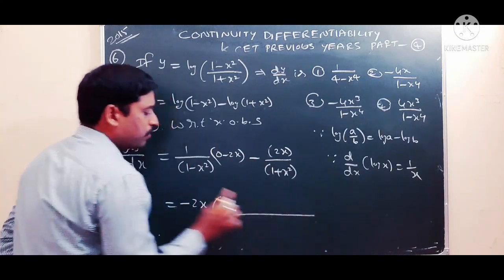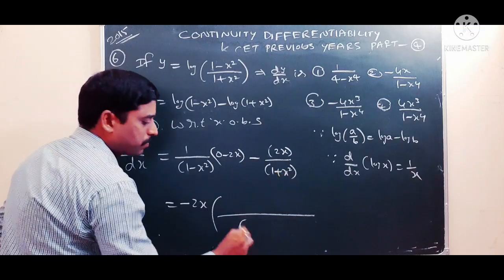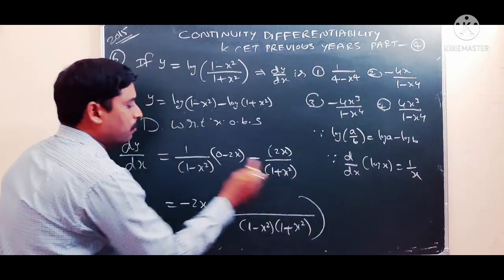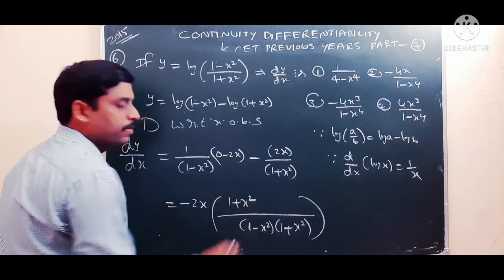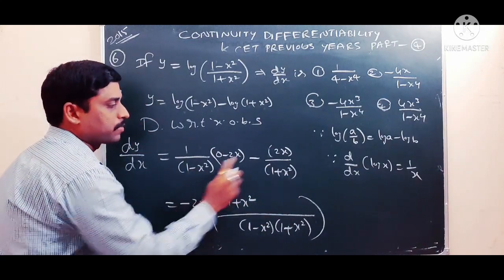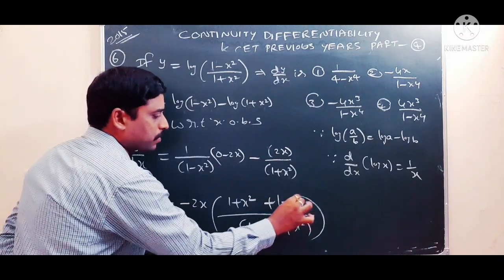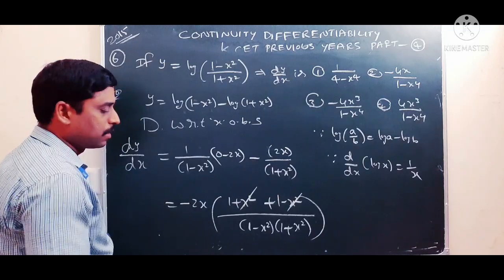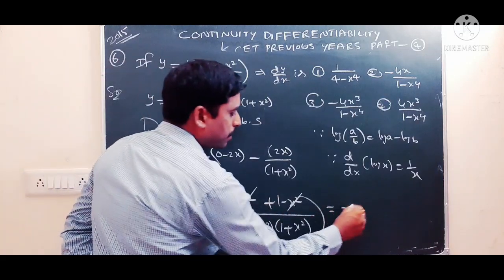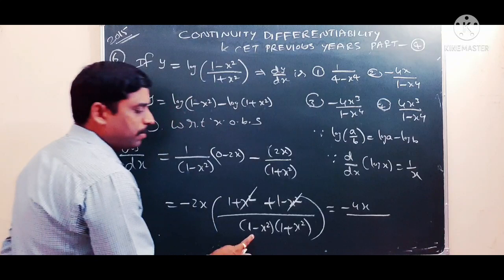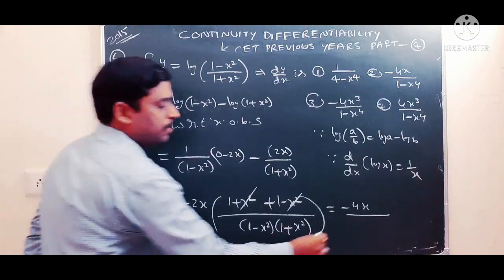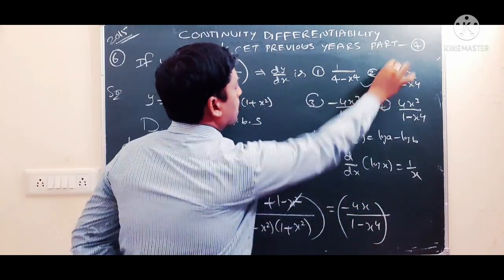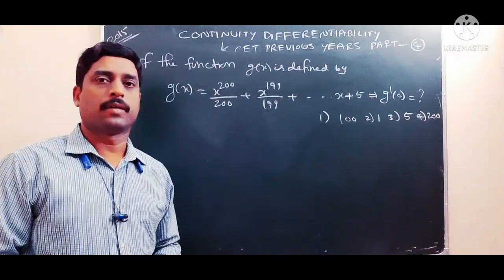So let us do LCM. 1 minus x square into 1 plus x square. So 1 minus x square into 1 plus 1 minus x square. In this, x square gets cancelled. So minus 2x into 2, minus 4x, by a minus b into a plus b, a square minus b square, over 1 minus x to the power 4. Option 2 correct. Okay, let us go to the next problem.